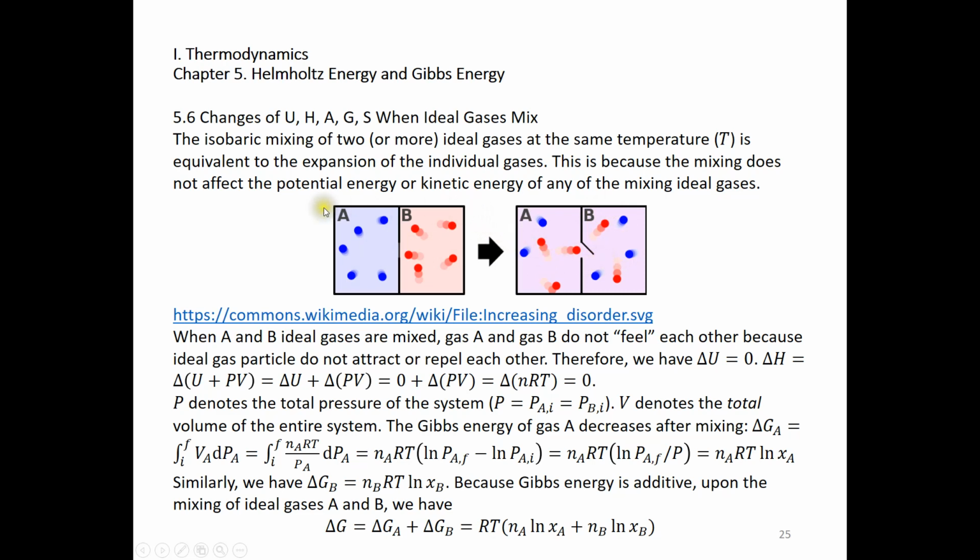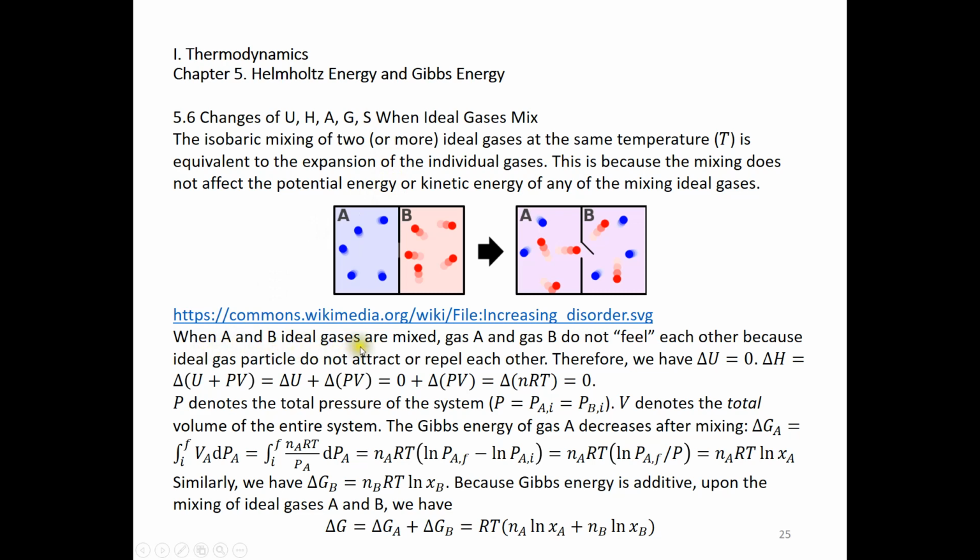And also, if you look at the total volume of the system, it also remains unchanged. And the temperature remains unchanged. So really, P, V, and T of the system remain unchanged during mixing. Now what about U, H, A, G, and entropy? We'll analyze those.